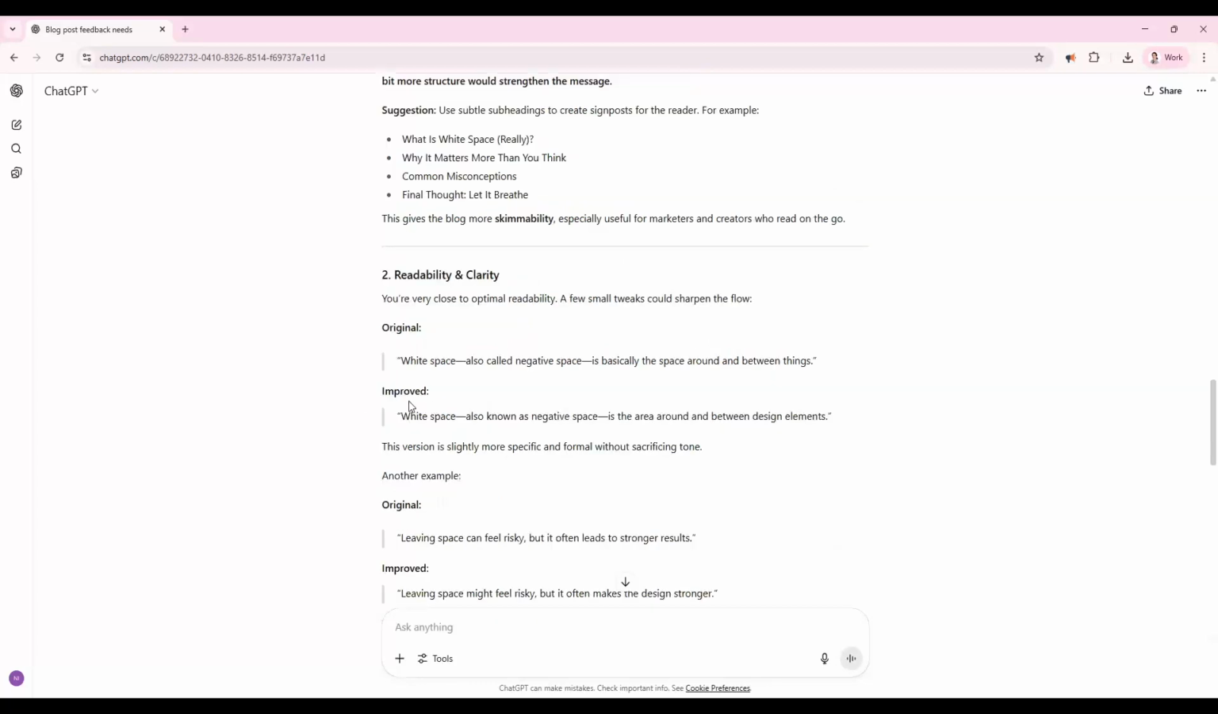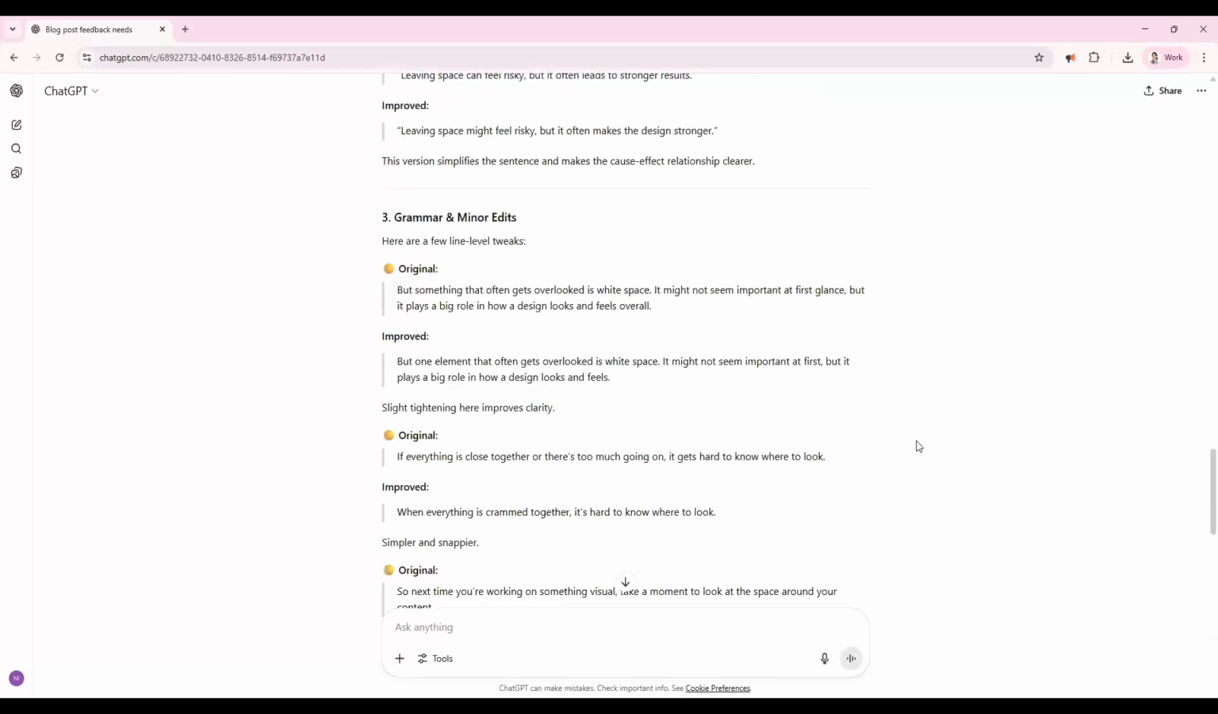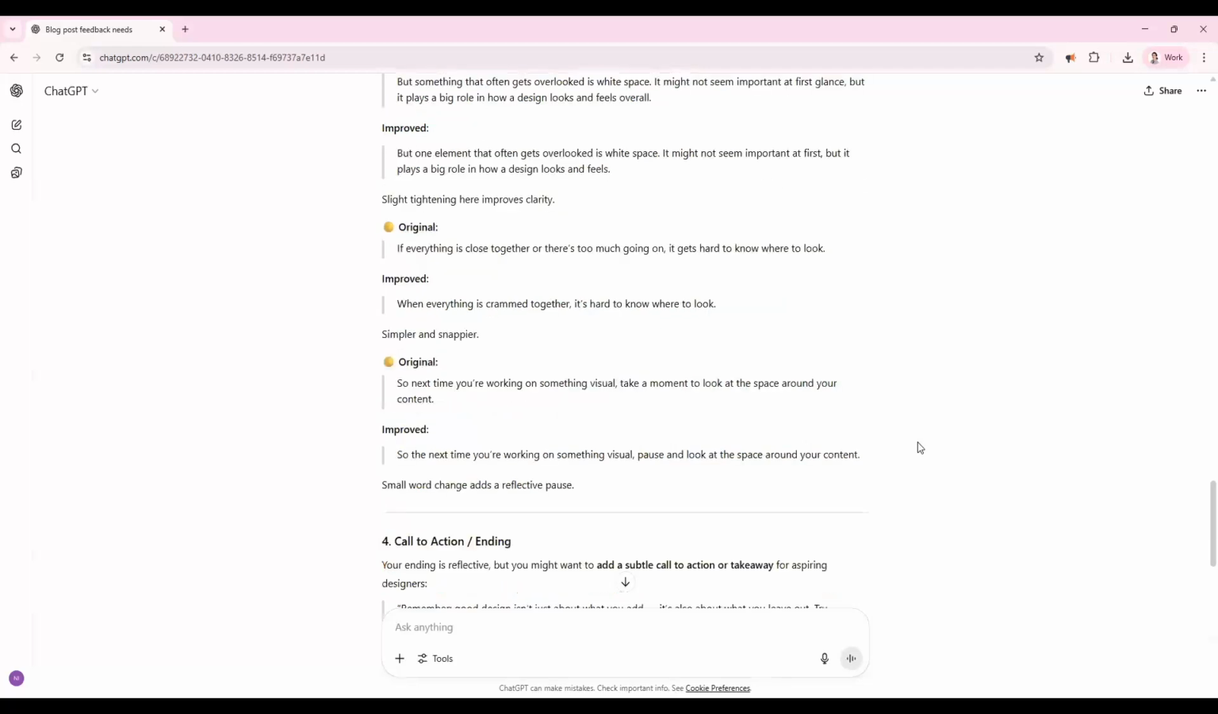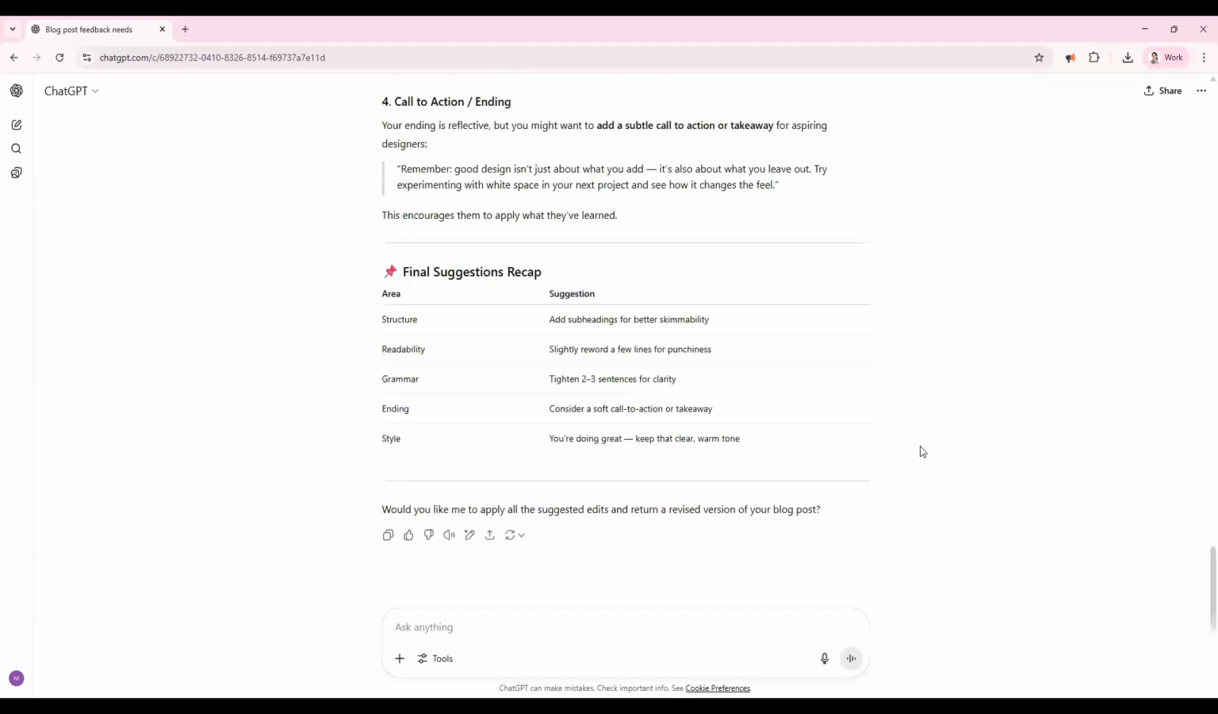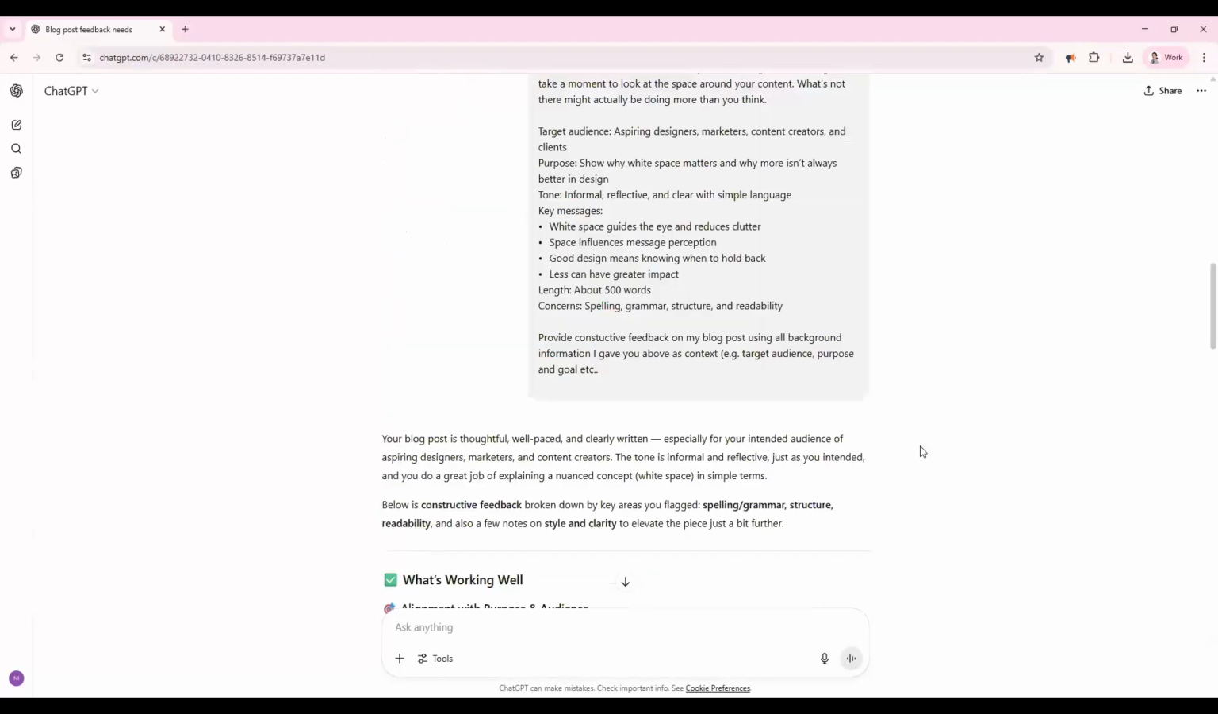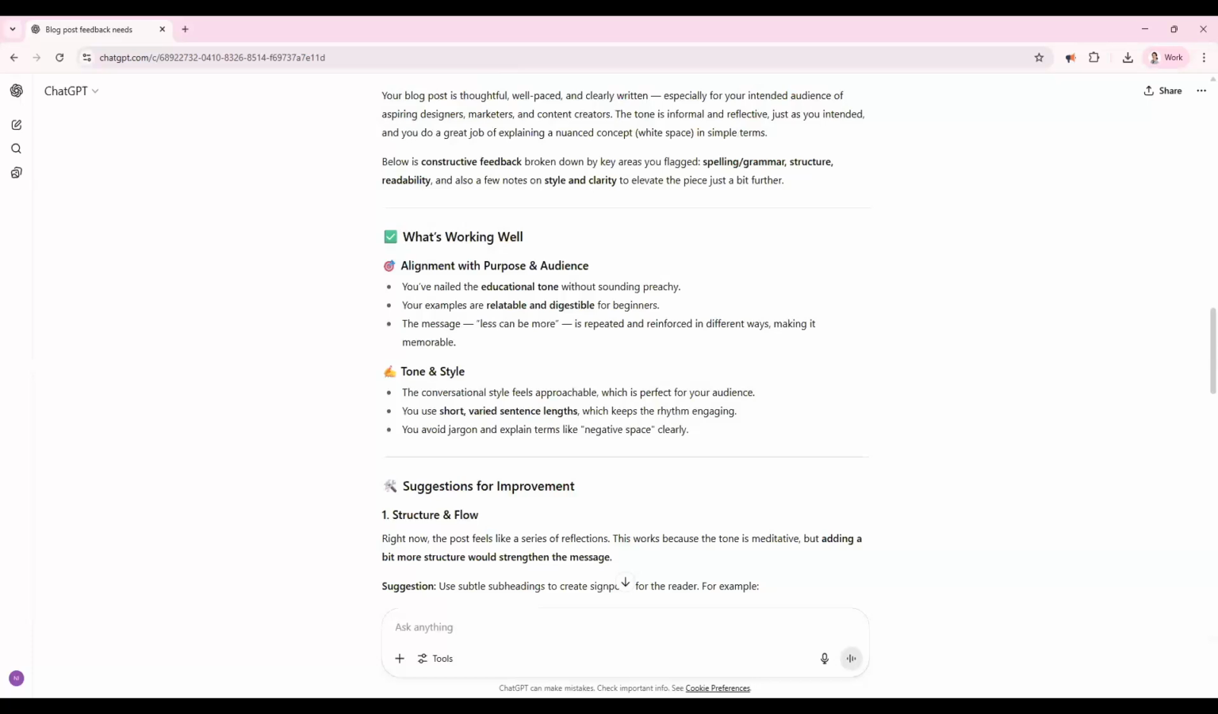It's given us some very, very specific examples here. We've got some grammar and minor edits. So these are all things that you can have a look at, and maybe you don't necessarily agree with all of the suggestions, but there may very well be a lot of suggestions that you can take on board yourself. Yeah, so that is just a general outline of that feedback. So let's have a look at it in a little bit more detail.